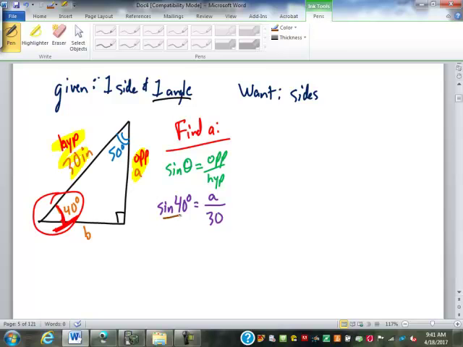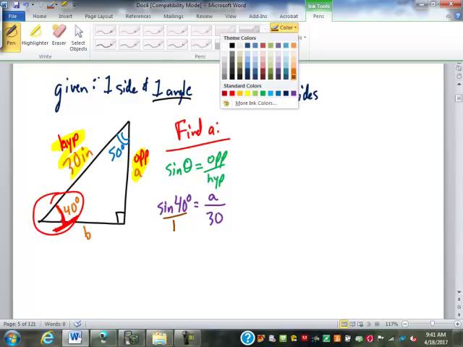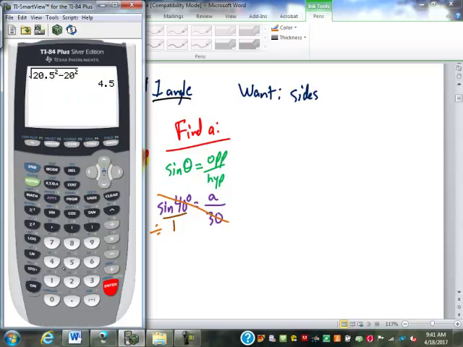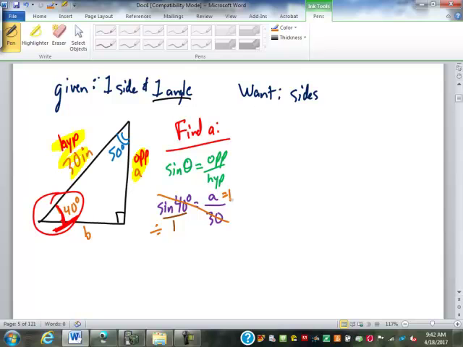I know the angle. I make this into a proportion by putting that over 1. So I make it sine of 40 over 1. Now it's a proportion. And to solve a proportion, I can just cross multiply. Sine of 40 times 30 and then divide by the 1. So sine of 40, I make sure I close those parentheses, times 30 divided by 1. Realistically, I don't have to divide by 1, but I'm doing it just for good form. So I've got 19.284.